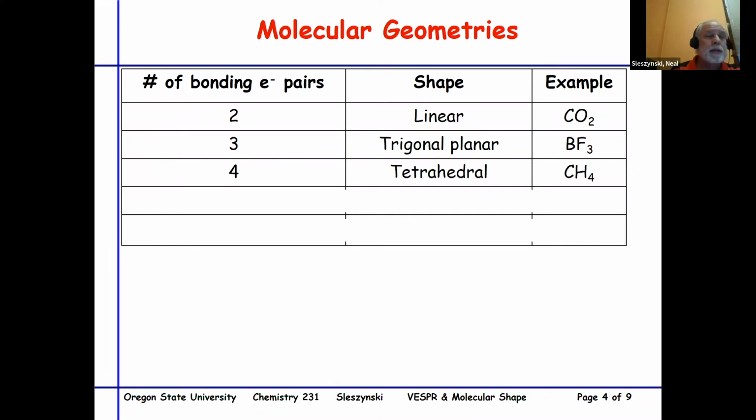4 repelling groups would be tetrahedral. We've already looked at methane as an example of that. 5 repelling groups would be trigonal bipyramid. We have a triangle perpendicular to the plane of the screen and a pyramid above and a pyramid below the triangle. Phosphorus pentachloride would be an example of that.